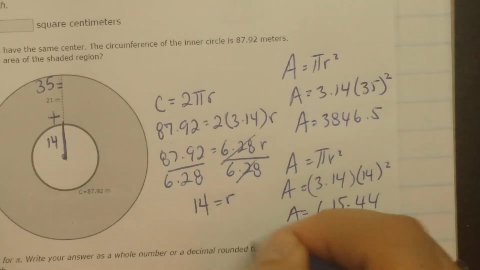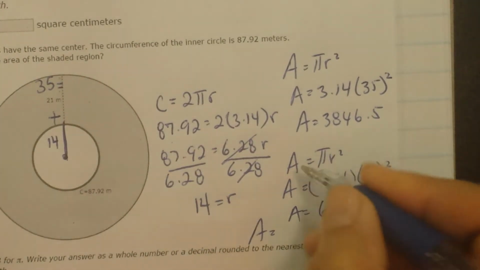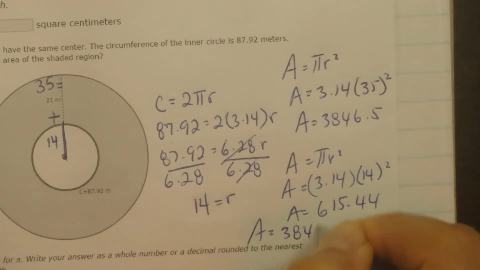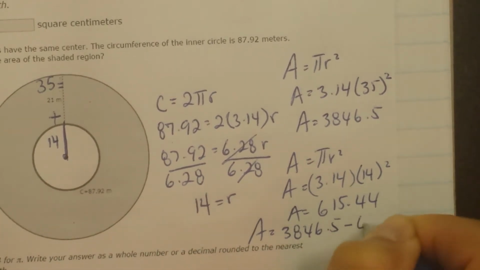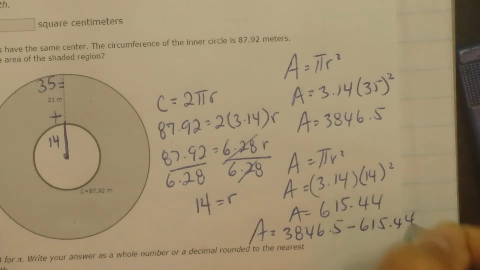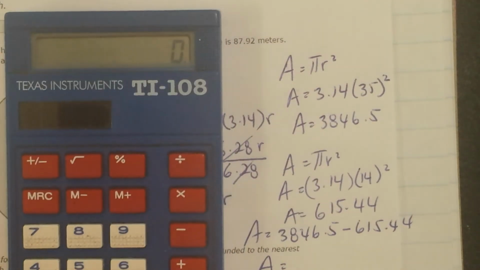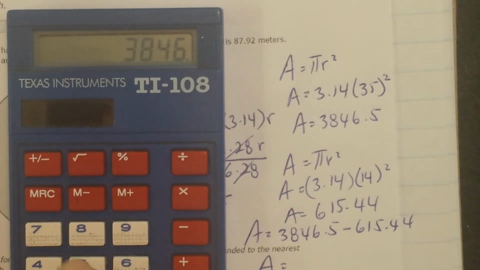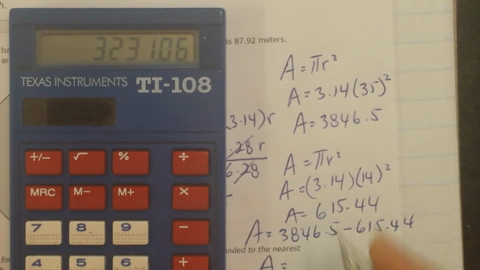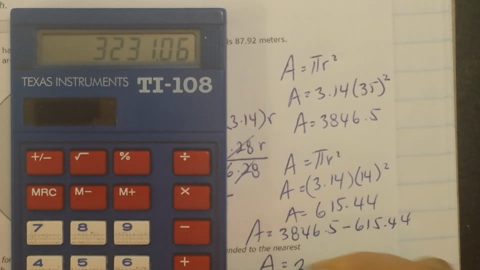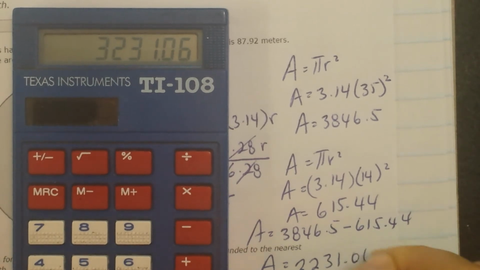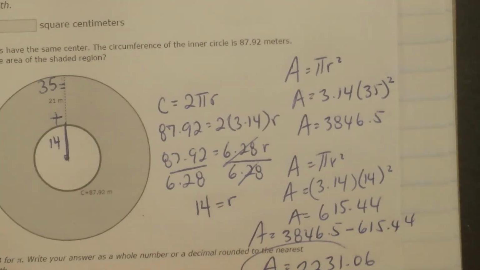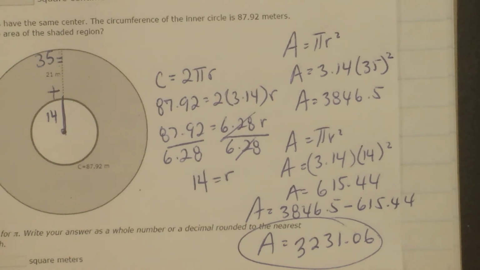So the area of the shaded region is 3846.5, the big one, minus 615.44, the small one. The area equals 3231.06. All right, perfect. And that's it. That's basically how they're going to ask those questions.